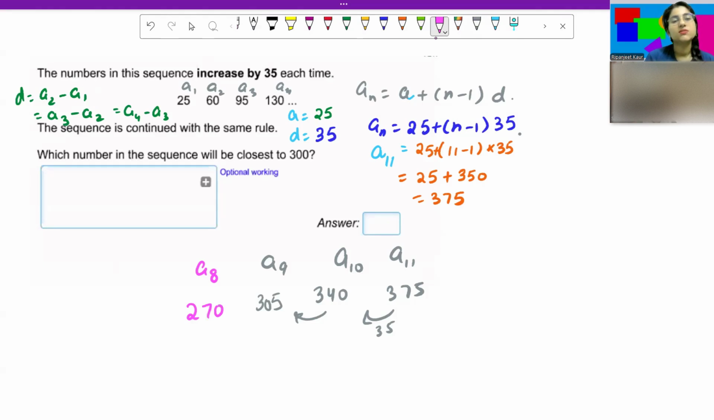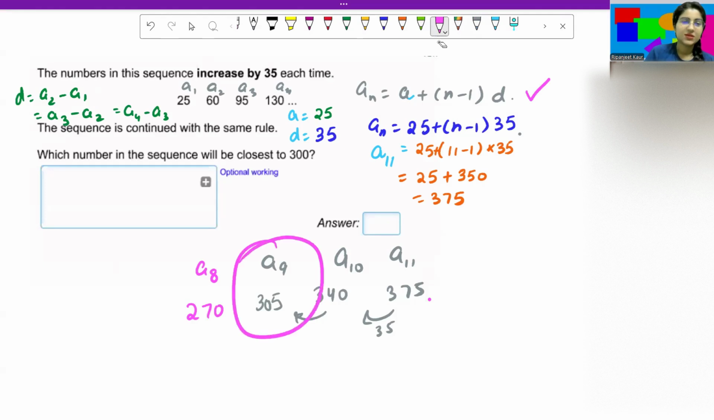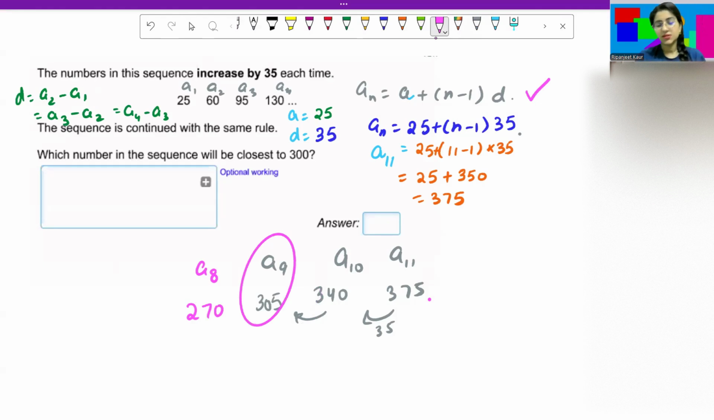Which number in the sequence will be closest? So with this formula, you can just check what number is coming, then we can add or subtract close to it. So this is the ninth term, 305. Yes, 305. Okay. Just share your screen once so that we can see if it shows correct. I put it in as correct. Oh, great. Can you share your screen? Okay.